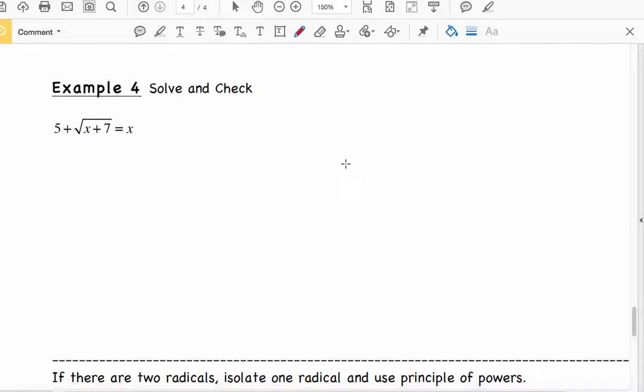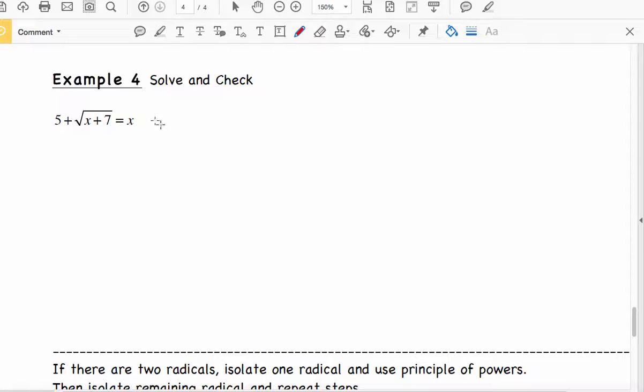Okay, let's go ahead and do example 4. In example 4, you have to isolate your radical. So I'm going to go ahead and move the 5 to the other side. And then I end up with the square root of x plus 7 is equal to x minus 5. The x and the 5 aren't like terms, so you're just going to go ahead and write those side by side. And then I'm going to remove my radical symbol.